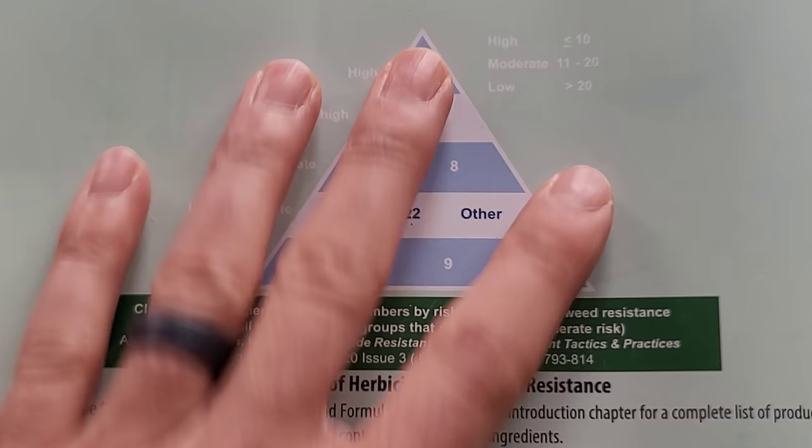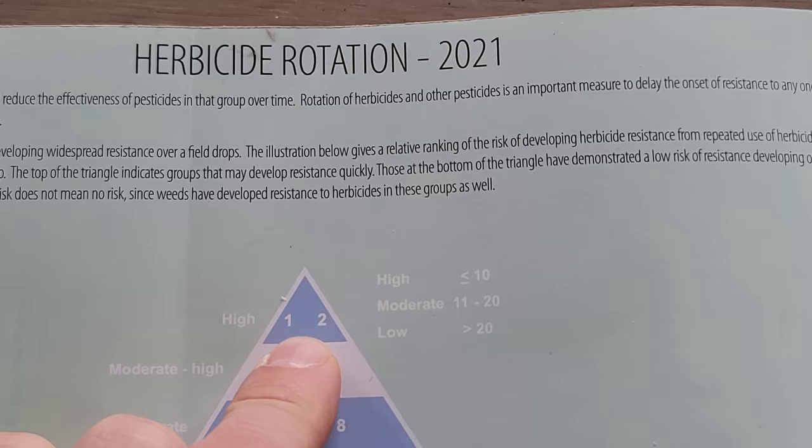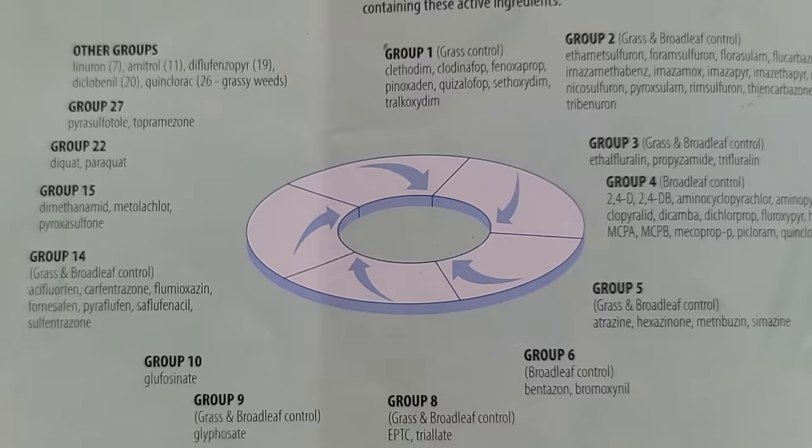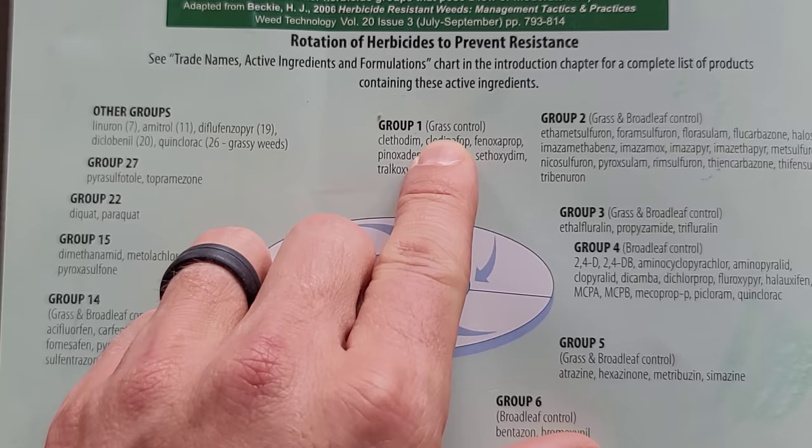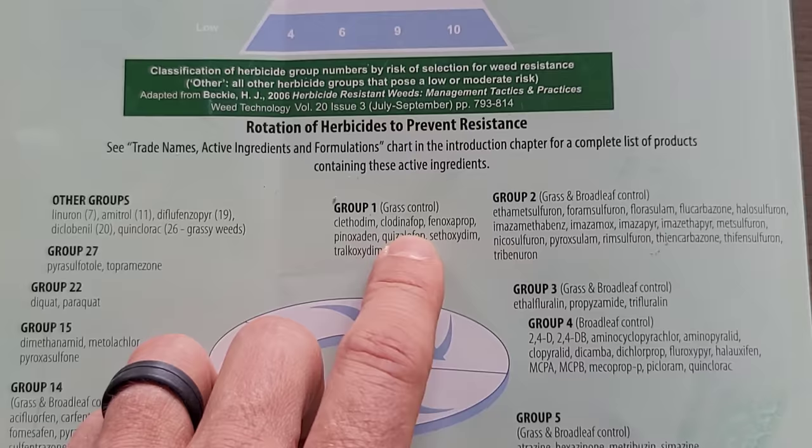So you want to be really careful with your ones and twos, which I should note are your grassy chemicals, if you didn't know that, okay? See what this says down here. Oh, perfect, right here. Group 1 is your grassy control. So you got all these, the flops, most of them are the fops. These are the formulations, these are the actives.